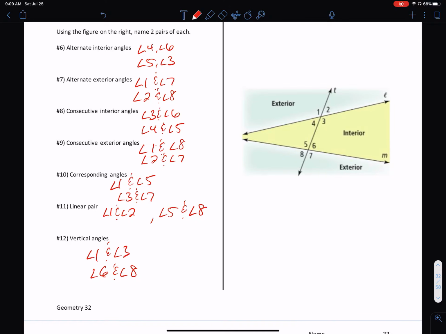That concludes the notes. Please make sure that you know the names of each of these special angles, because tomorrow we are going to learn a theorem or a postulate about every pair of special angles. So it's extremely important that you know what these are called. Please do the homework as noted on the web.